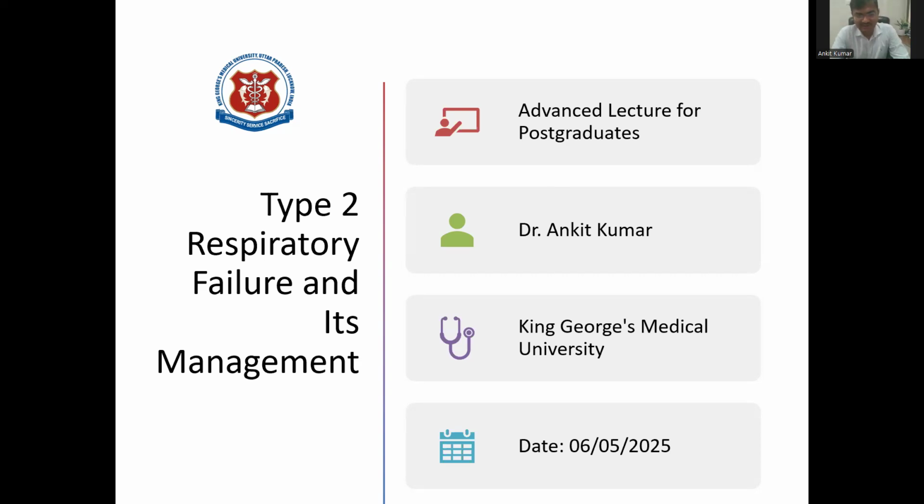Today, we are here for the lecture on the topic Type 2 respiratory failure and its management. As we are aware, respiratory failures are of two types: type 1 and type 2 respiratory failure. Type 1 respiratory failure has low saturation and low partial pressure of dissolved oxygen. Type 2 respiratory failure may have type 1 respiratory failure along with high CO2. So let's start.